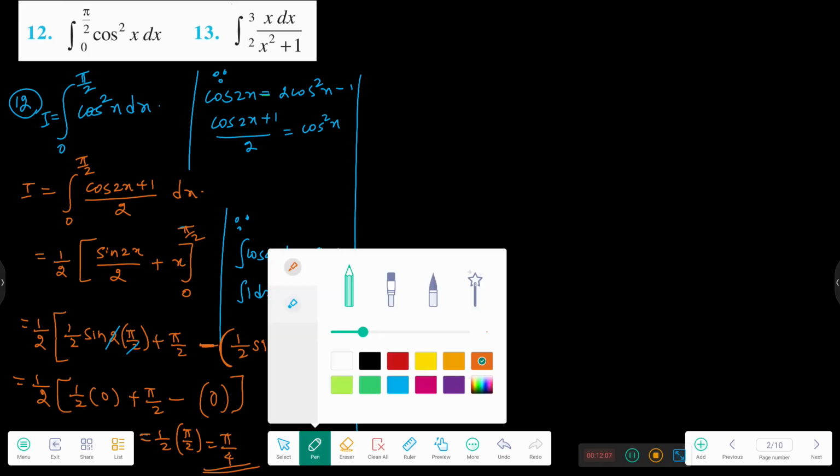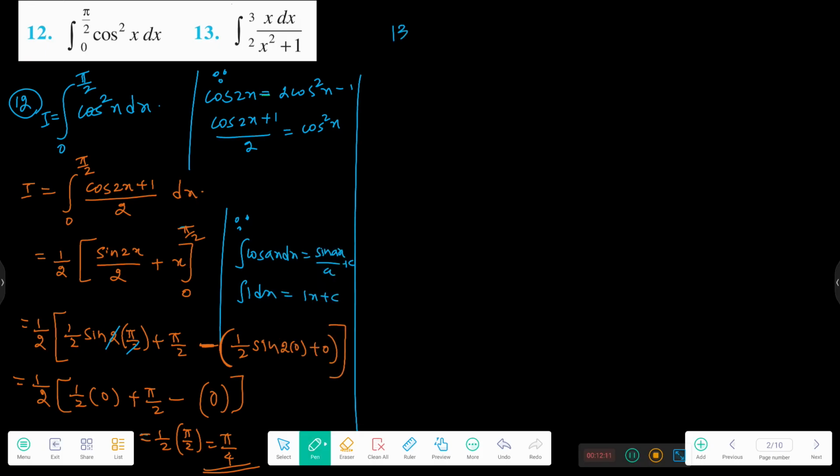Question number 12 answer over. Now let's go to question number 13. Integral 2 to 3 x divided by x square plus 1 into dx. Let's take I is equal. Do you have any idea for question number 13 for taking the integral?